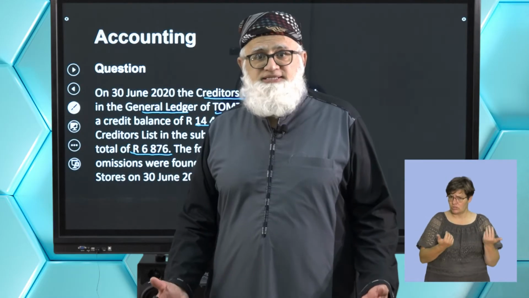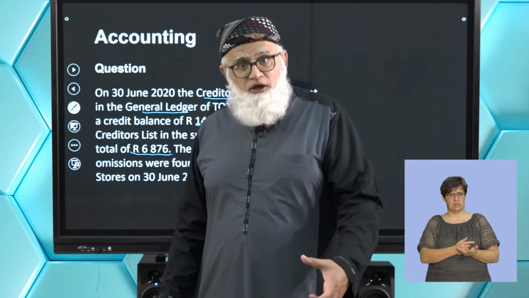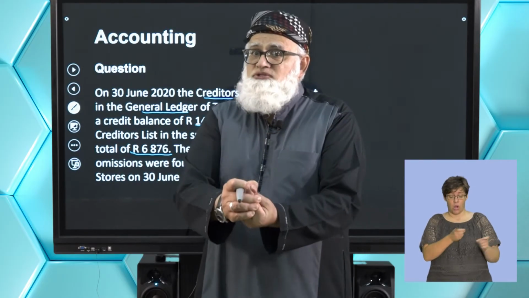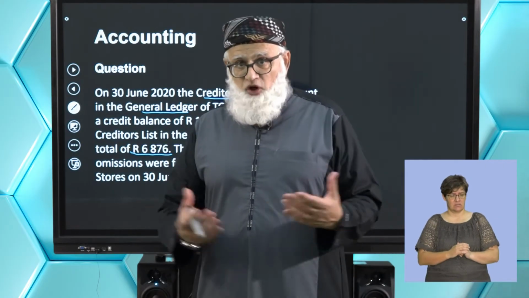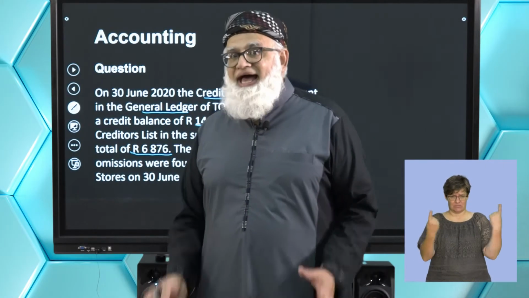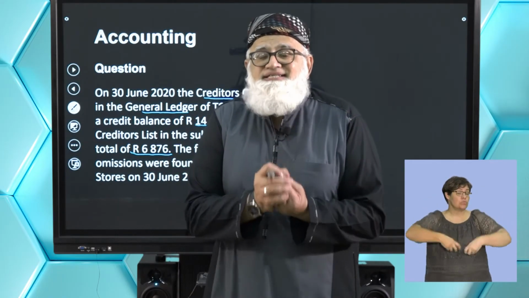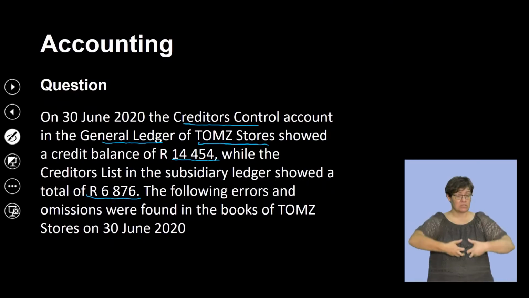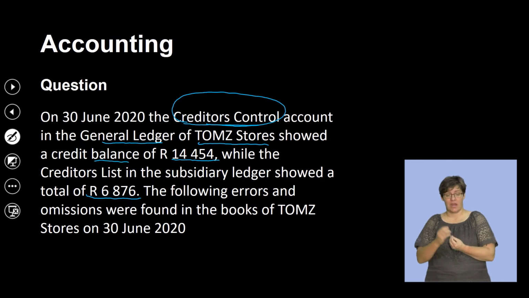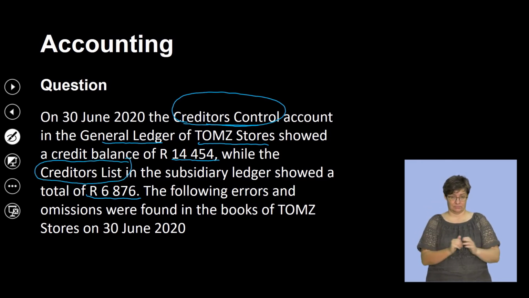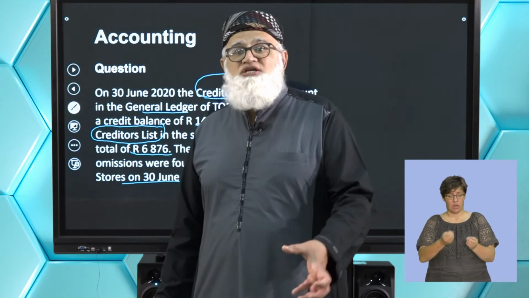Challenge? Yes. Why? Because ideally, we know that the creditors control account has to be the same as the creditors list. Now, obviously they're not the same, so we're going to reconcile. What are we reconciling? We're reconciling the creditors control account with the creditors list. The following errors and omissions were found in the books of Tom's Stores on the 30th of June 2020. So we are given the errors and omissions, we now must correct them.